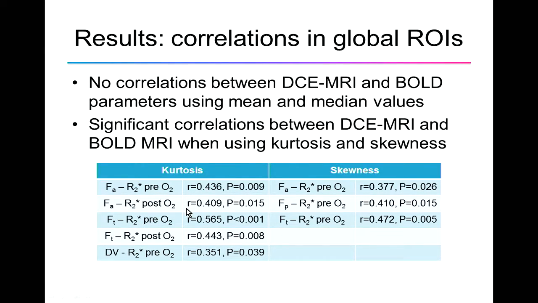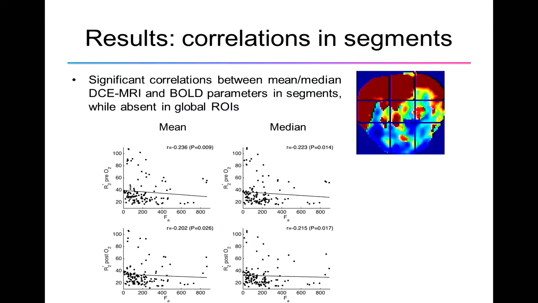Now for the correlation in the global ROIs, we didn't observe any correlations between DCE-MRI and BOLD parameters using the mean and median values. While we did see some significant correlations between these parameters when we used kurtosis and skewness, which means that BOLD MRI and DCE-MRI exhibited a similar heterogeneity, but the values itself didn't correlate on a global level.